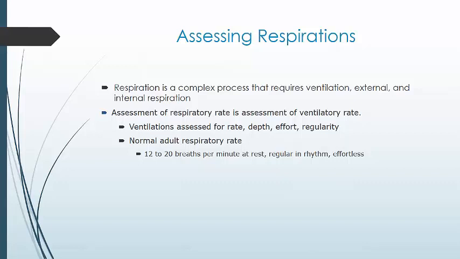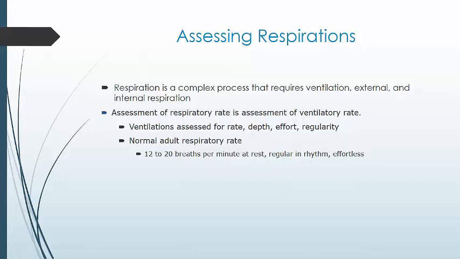We're looking at rate, depth, effort, and regularity. An adult normal rate is going to be between 12 and 20 breaths per minute. Now keep in mind, this is normal. If you're asleep, that rate may be a little slower. If you're running around the building because a bear's chasing you, that rate's going to be a little bit higher. So once again, these vital signs are to be taken in context with the current assessment situation.